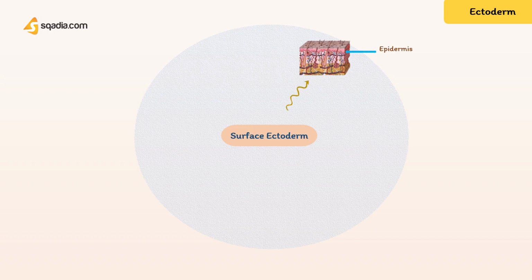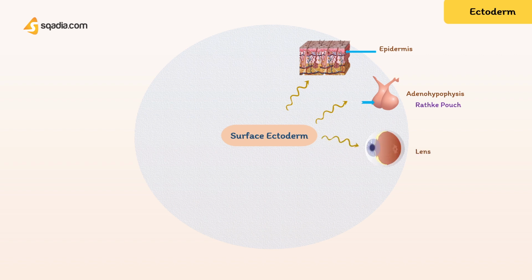So now, first we look at the surface ectoderm. As a list, the derivatives of the surface ectoderm may be daunting, but let's just go over them once and then we'll give you an easy way to remember them. So we have the epidermis, which is the outermost of the three layers that make up the skin. Next we have the adenohypophysis, which is more commonly known as the anterior pituitary gland derived from Rathke pouch.